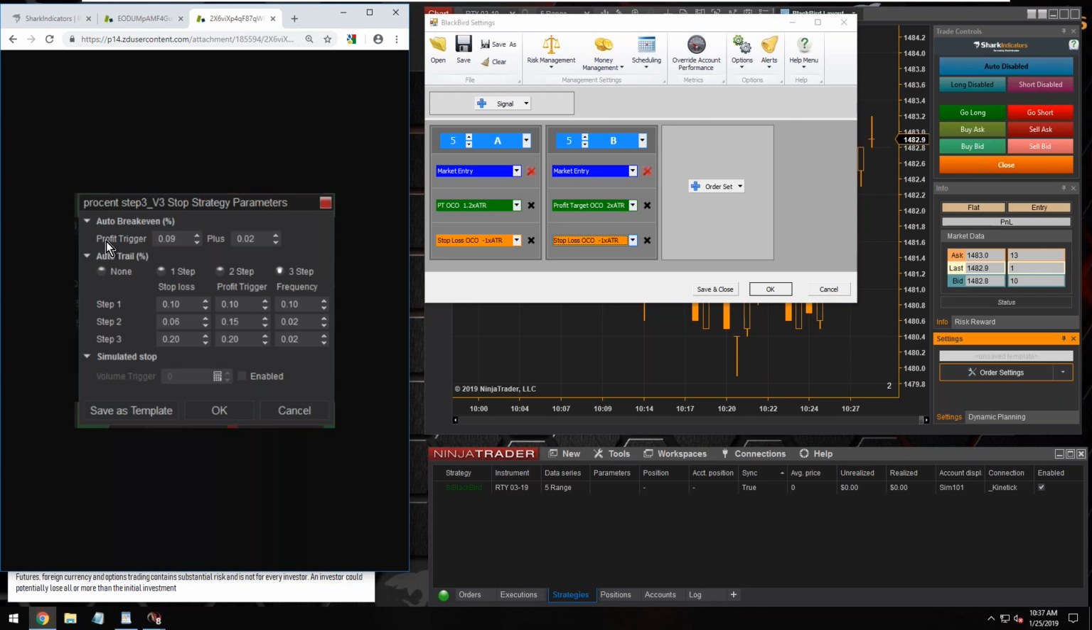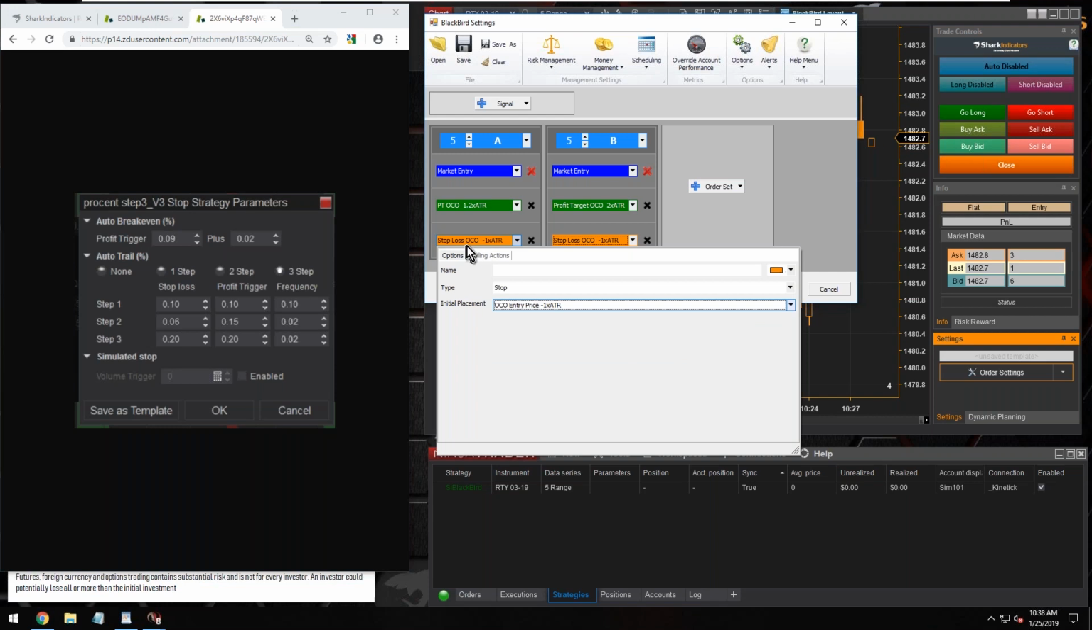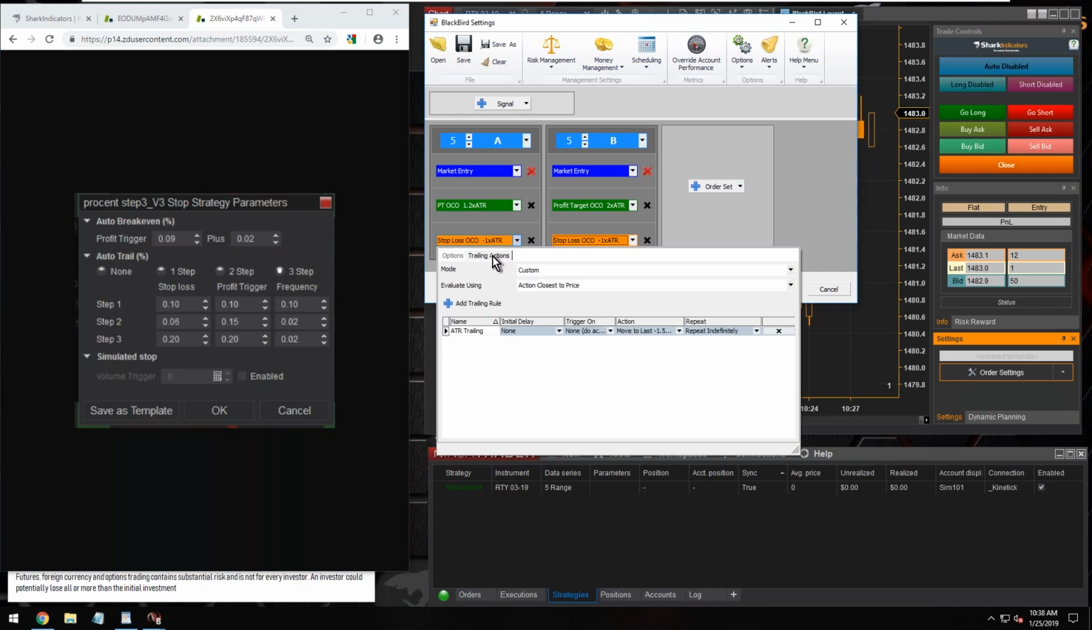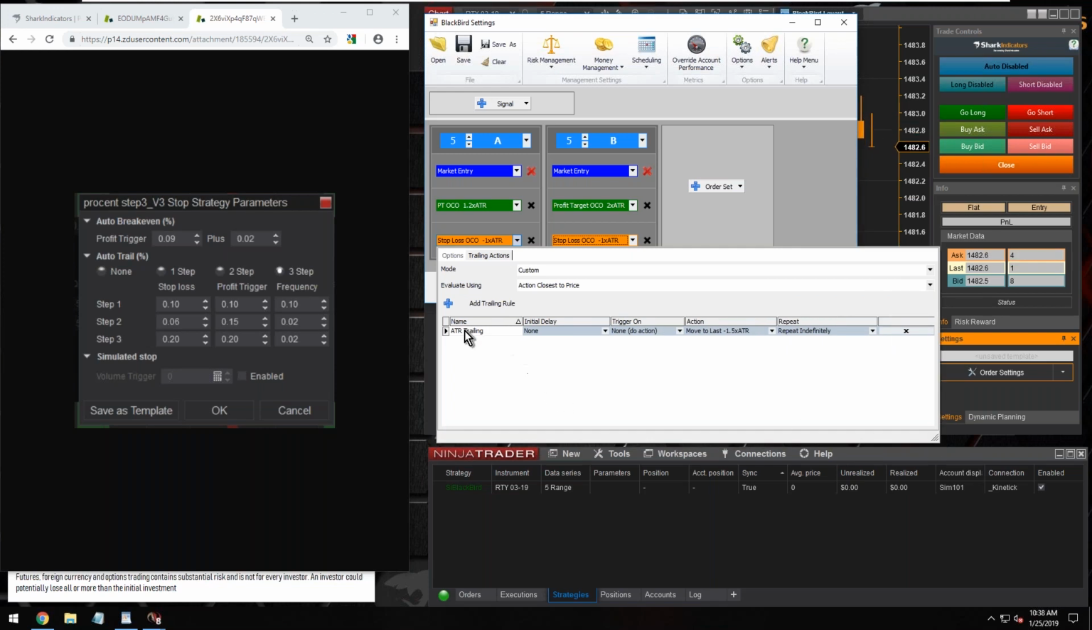All right, so let's set up the auto break even here. So I'm going to go into the stop loss, select the trailing actions tab, and we can already see that there is an ATR trailing in here. So let's see. Yeah, I'll just get rid of that. I'll show you everything from scratch here. So yeah, let's put in the break even first.